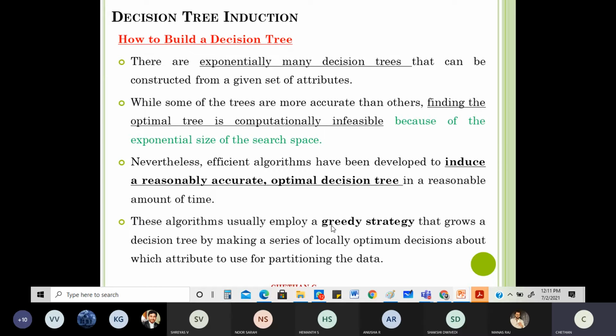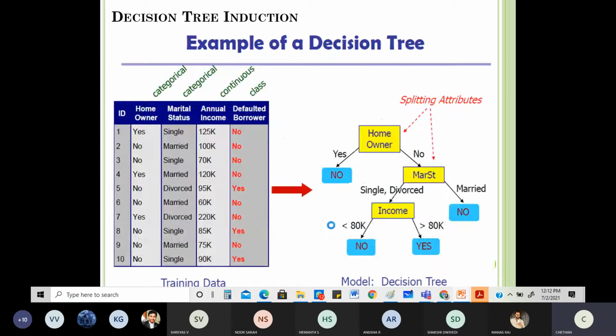So both are optimal strategies only. Both are figuring out the best solution, but the way of doing it is a little bit different. All these algorithms we are going to see here follow the greedy strategy. What does it do? Making a series of locally optimal decisions about which attribute to use for partitioning the data.